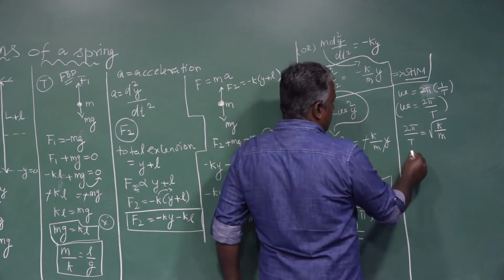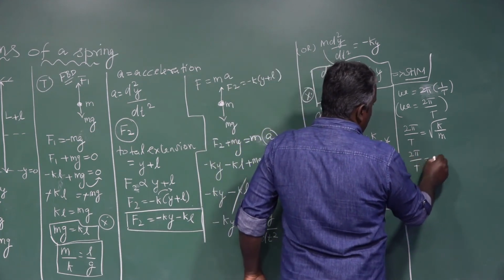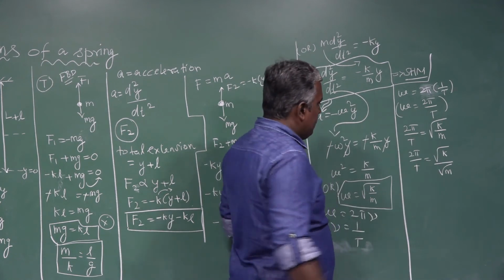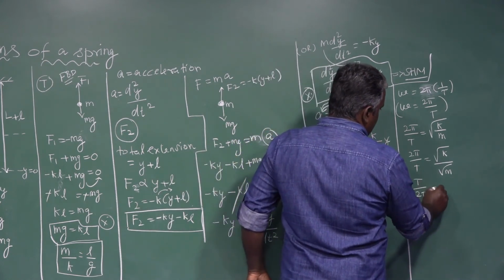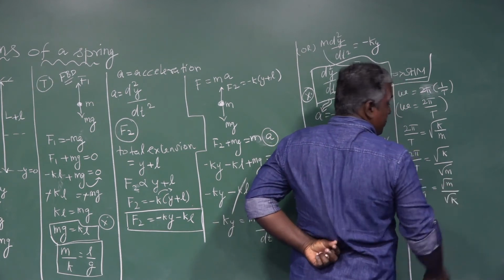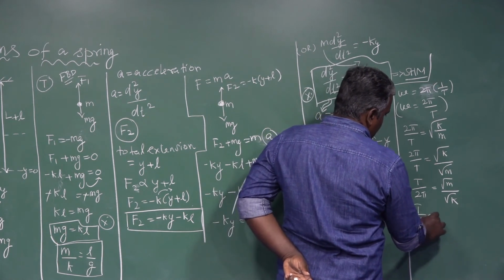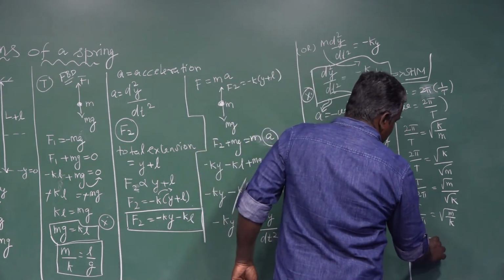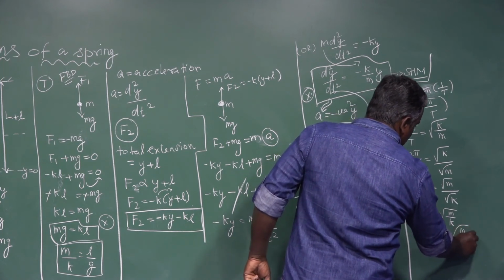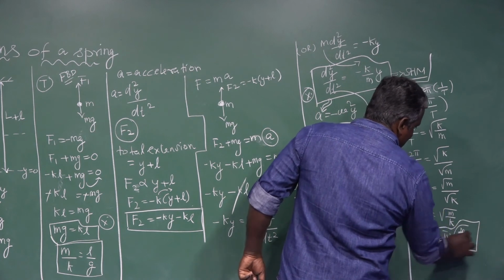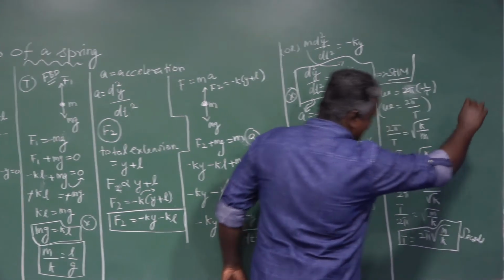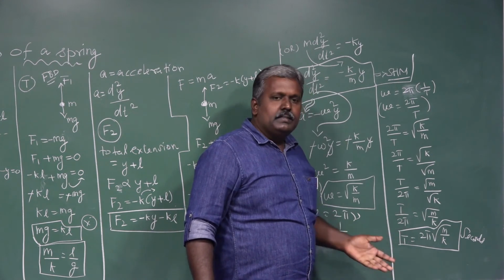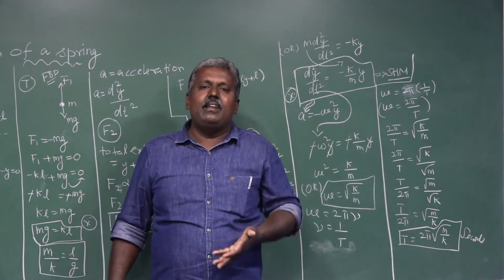Or 2 pi by t is equal to root k by root m. Yes, we can split it like this. t by 2 pi is equal to root m by root k. t by 2 pi is equal to root of m by k. So t is equal to 2 pi into root of m by k, in seconds. This is the repeated and very famous formula for time period of vertical oscillations of a spring.